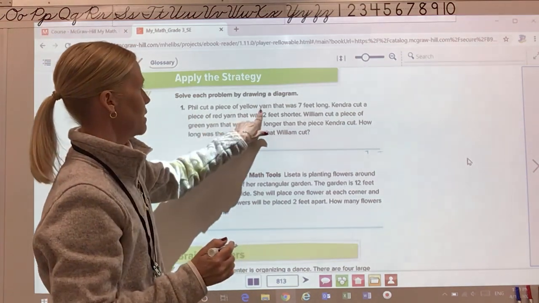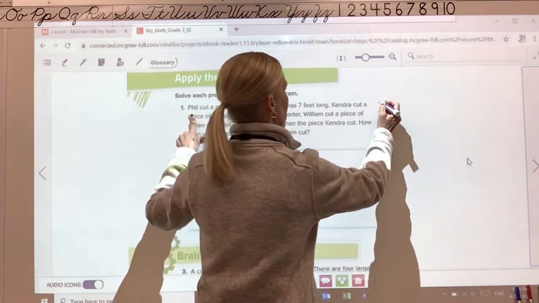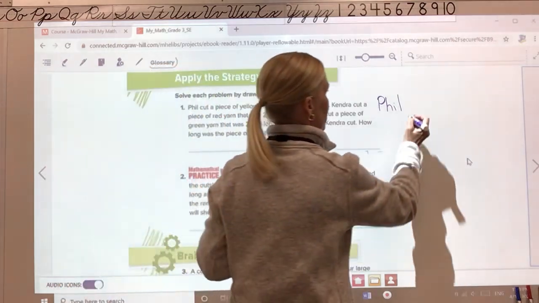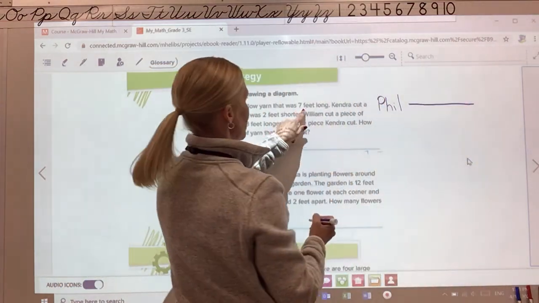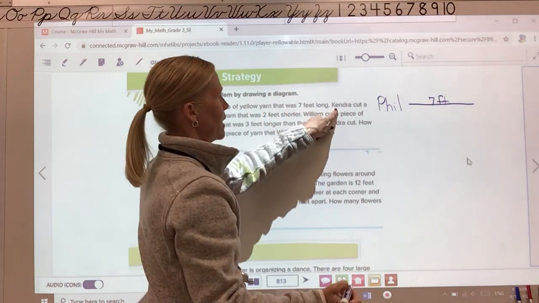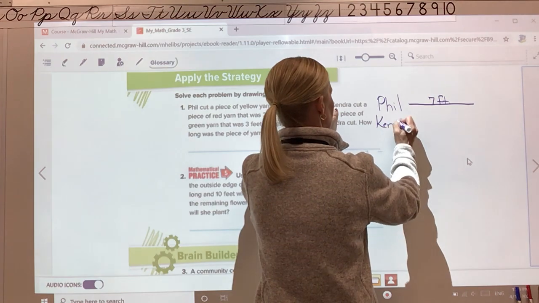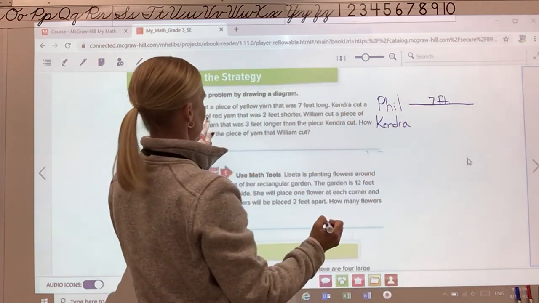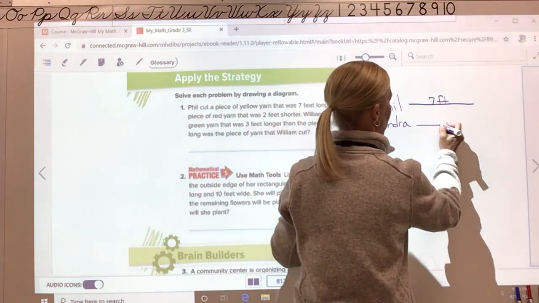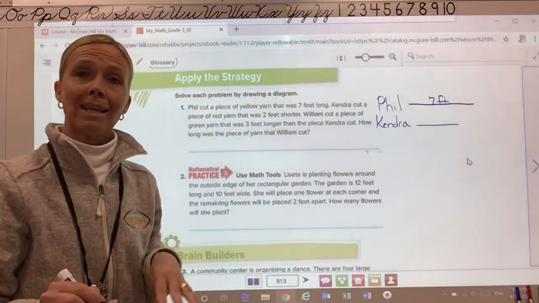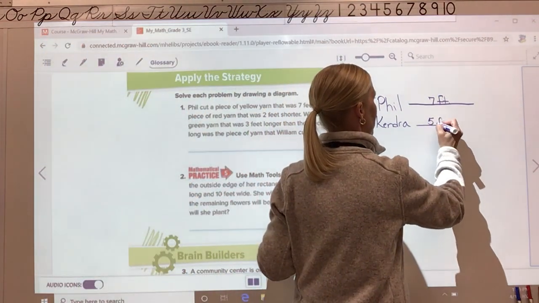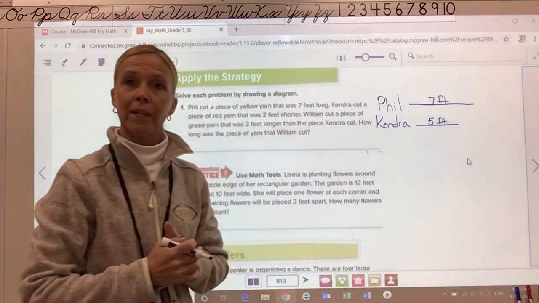Let's look. Phil cut a piece of yellow yarn that was 7 feet long. All right, so let's do Phil over here. Now, let's just draw a piece of pretend yarn here, and we're going to say it was 7 feet long. All right, then Kendra was next. Kendra cut a piece of yarn that was 2 feet shorter than Phil's. So we'll go about right here, and we know that 7 minus 2 is 5. So we know that Kendra's was 5 feet long.